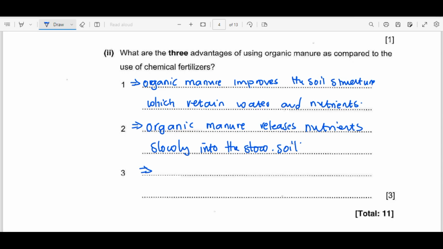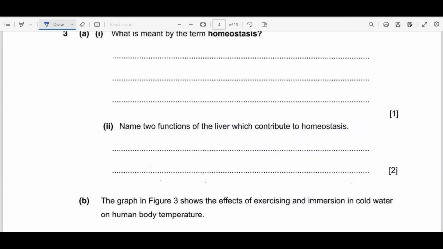Then apart from this, organic manure contains a lot of nutrients. Okay, so this is what we can say for this question. Right, we move on to question 3a.